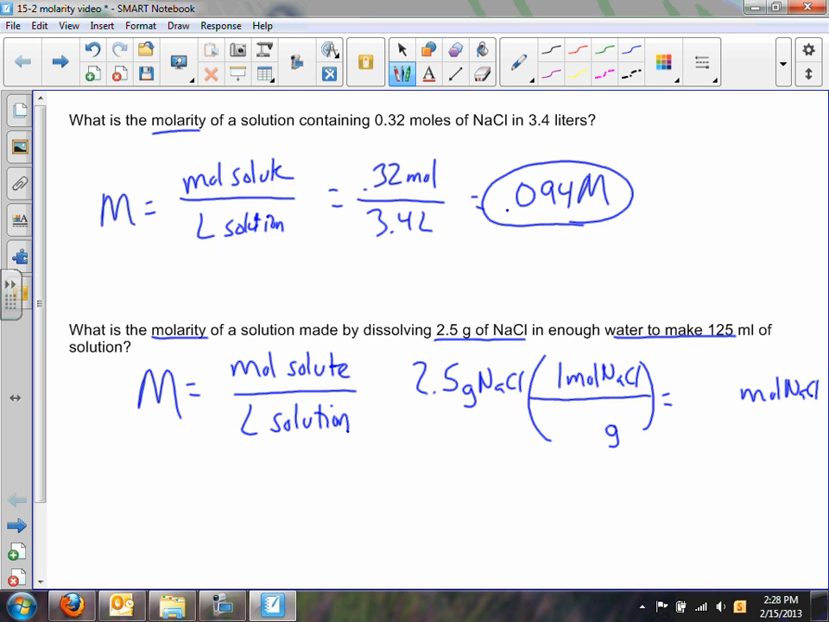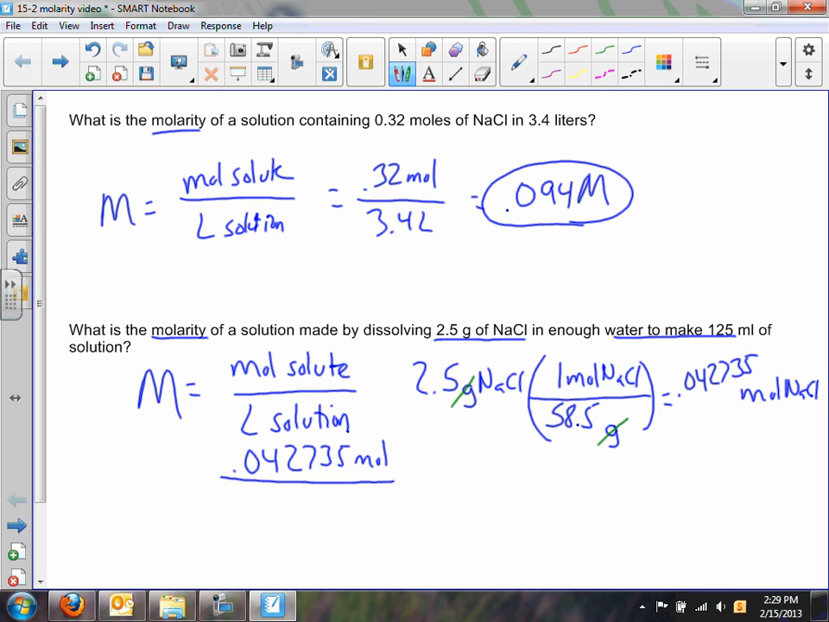Sodium is 23 grams per mole, chlorine is 35.5, so salt is 58.5 grams per mole. When you divide 2.5 by 58.5, you end up getting 0.04273. Might as well carry extra digits early on. And that's the moles of the salt. So that's my solute, 0.04273 moles.